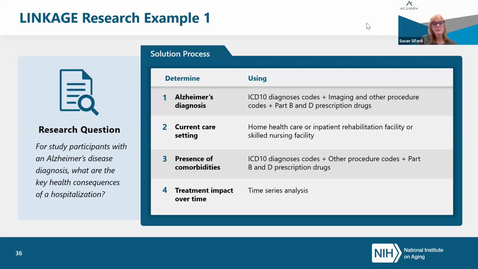So the first example is to look at study participants with an Alzheimer's diagnosis to see what the key healthcare consequences are from a hospitalization. So you would narrow down the CMS population. And of course, this is an Alzheimer's resource group, so you're going to have all Alzheimer's folks enrolled. You'll look at the current care setting, whether it be home health care or inpatient rehab facility or a skilled nursing facility. Look at the presence of comorbidities, and then do a time series analysis that would look at how each of those comorbidities change with each of the care settings that the patient or the beneficiary transcends through.